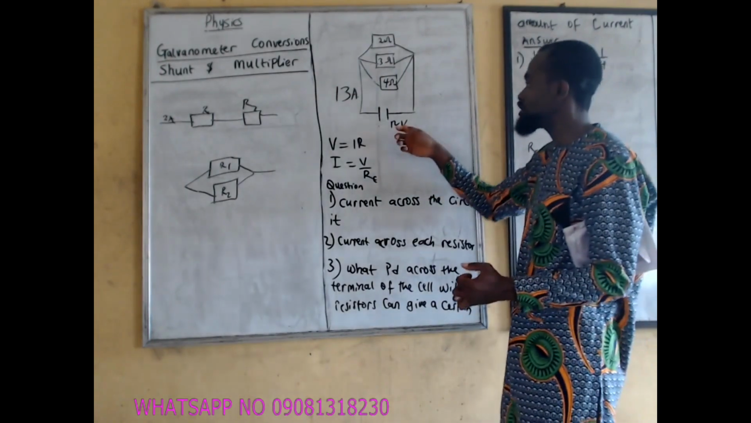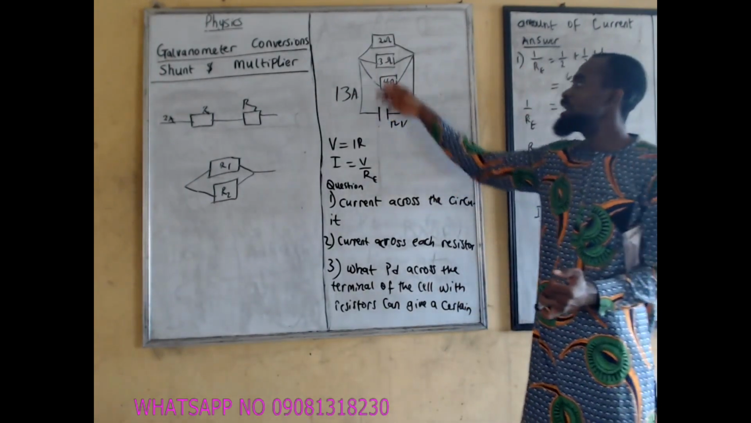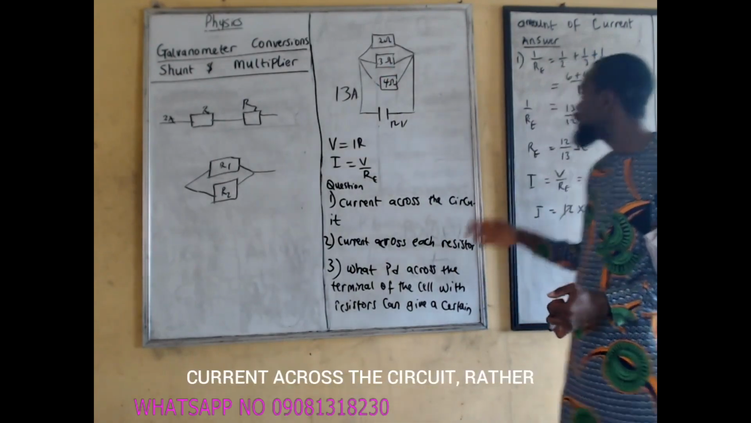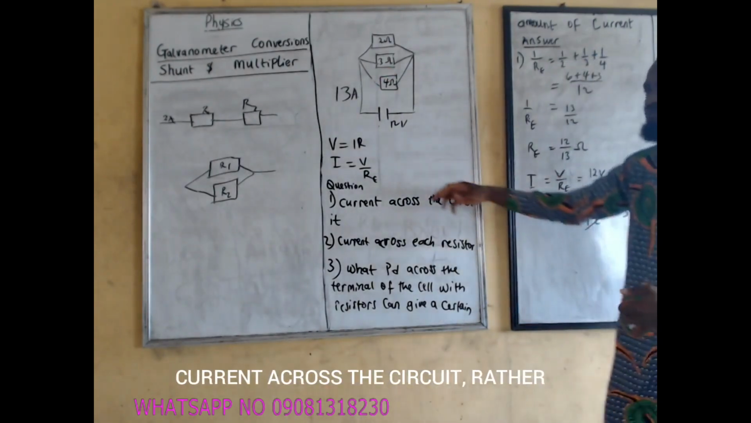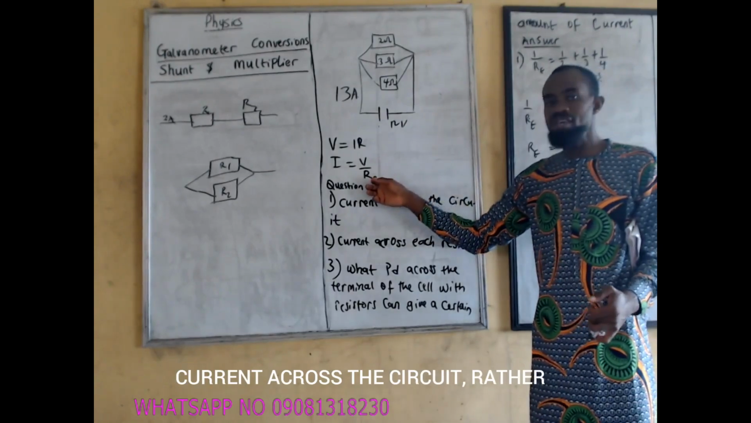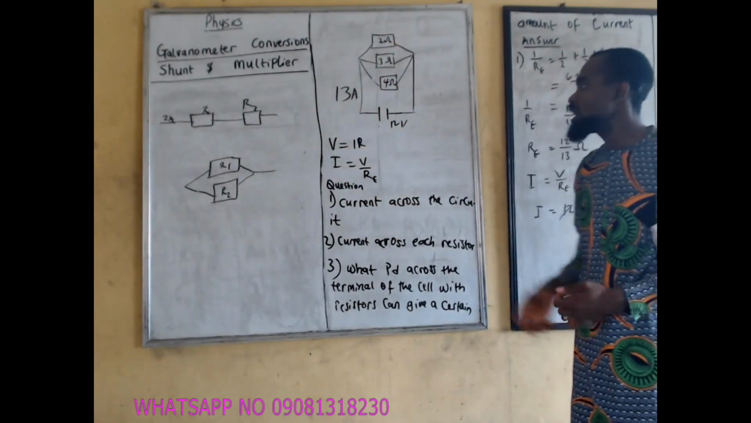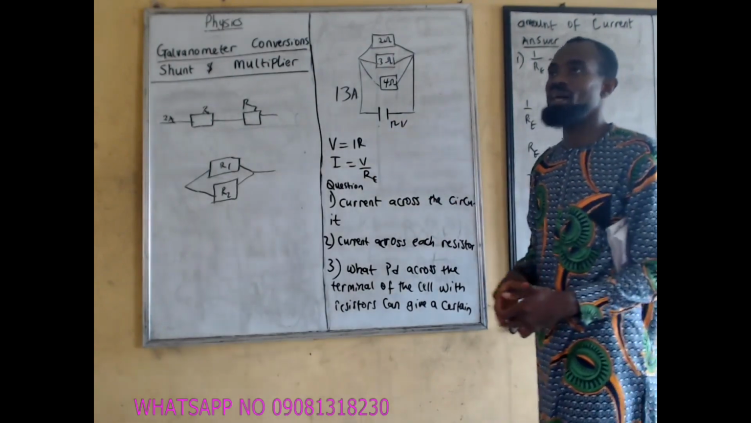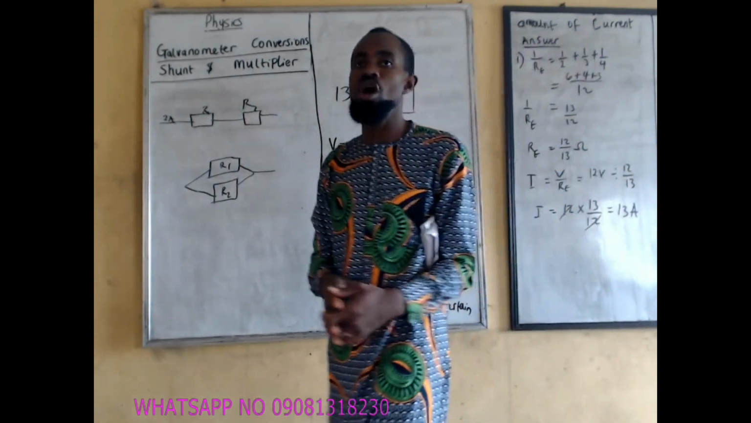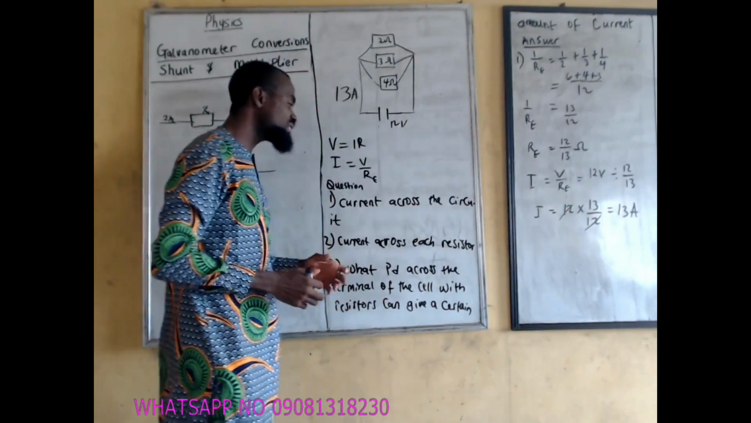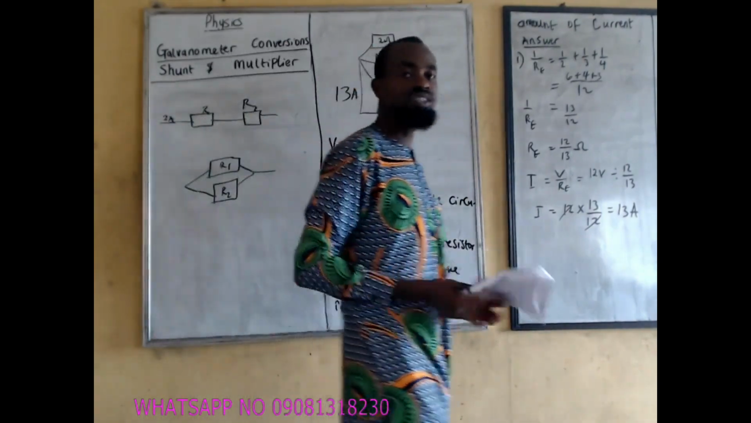If you are given the terminal potential difference of the cell and the resistors, you can find the current across the resistors. You use this Ohm's law formula. But this R_E will be the equivalent resistance of the resistors, and the V will be the terminal potential difference across the cell. Now the second question will be current across each resistor.